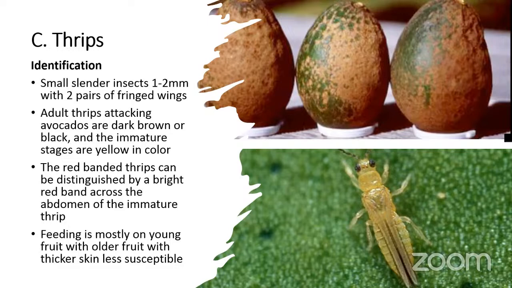Adult thrips attacking avocados are dark brown or black, and the immature stage is yellow in color. Then the red-banded thrip can be distinguished by a bright red band across the abdomen of the immature thrip. So when you look at the abdomen of the red-banded thrips, you see a red band across the abdomen. Then feeding is mostly on young fruit, with older fruit with thicker skins less susceptible. So they like feeding on young fruits. Next slide.